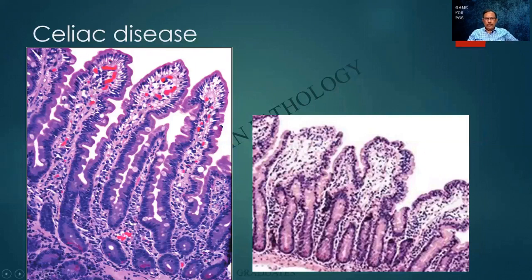Coming back to our old friend, the villi. Before I go to something abnormal, let me see the normal ones first. So I find that these are all the tall villi, finger-like projections, and the blood vessels are here indicated in red, and there is a loose connective tissue infiltrated with lymphocytes and maybe some plasma cells, classical of it.